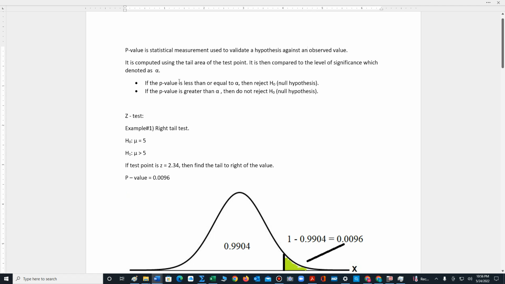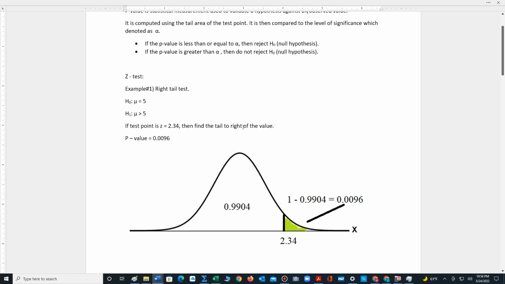If the p-value is less than or equal to alpha, then reject H0, also known as the null hypothesis. But if the p-value is greater than alpha, do not reject H0, the null hypothesis.